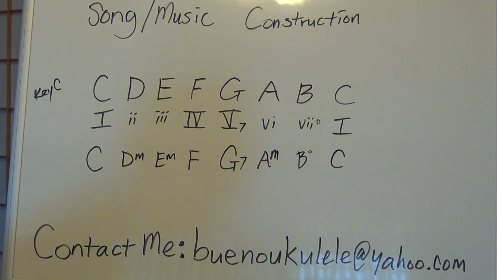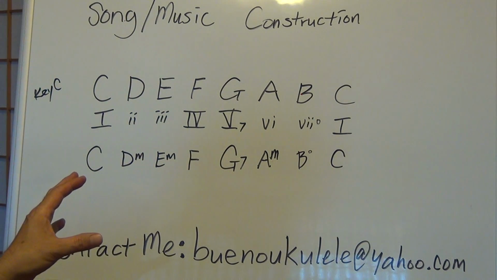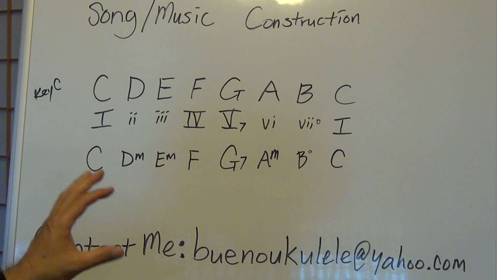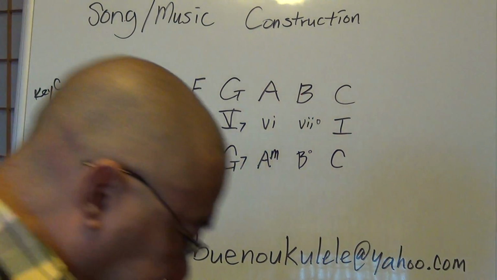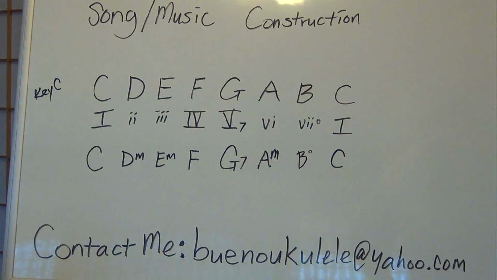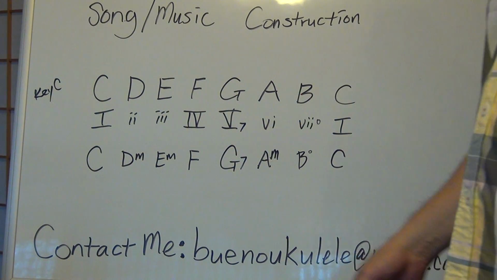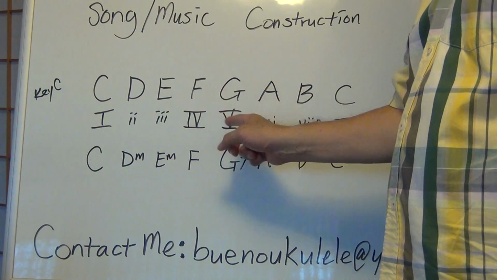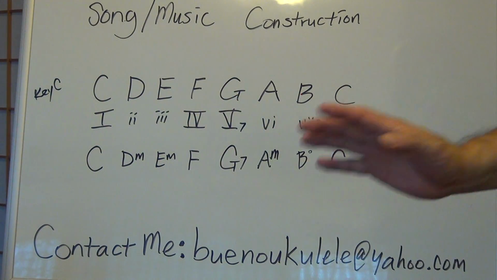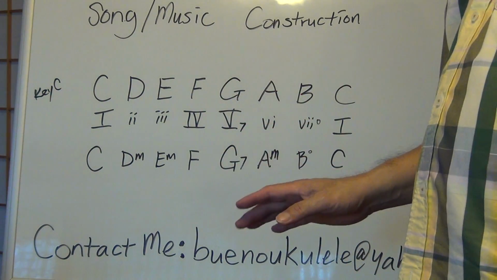This pattern can be repeated in any key. I would say the goal for now is to memorize this key of C and this pattern and all the chords that go with it. The first thing you want to do is be able to recognize your 1 chord, your 4th chord, and your 5-7. You want to know where they are and what chords they are in the key.